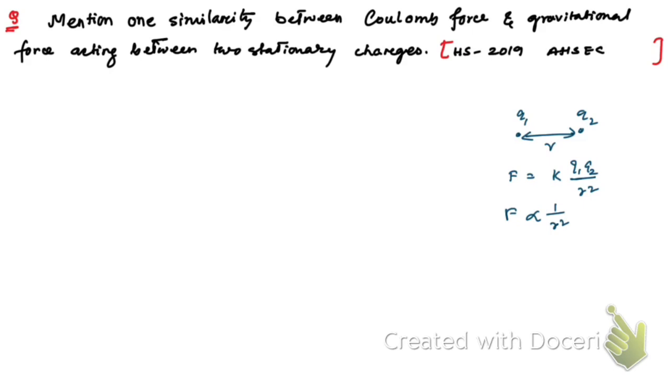In case of gravitational force, suppose you have two masses, M1 and M2. The distance between them is d, then the gravitational force is given by F is equal to capital G small m1 small m2 by d square. So here also F is inversely proportional to the distance square, right? So that means both obey the inverse square law, right? So we're gonna write the answer this way.